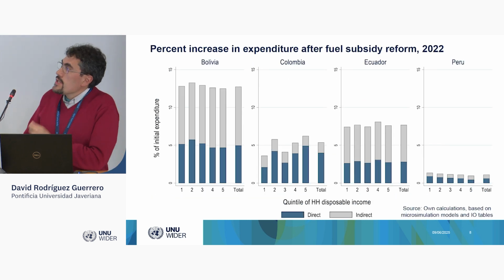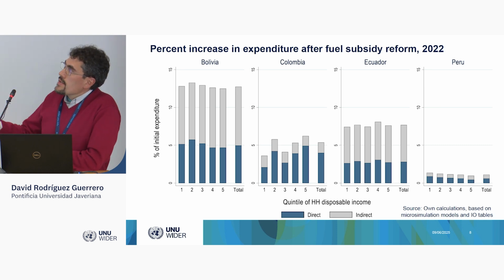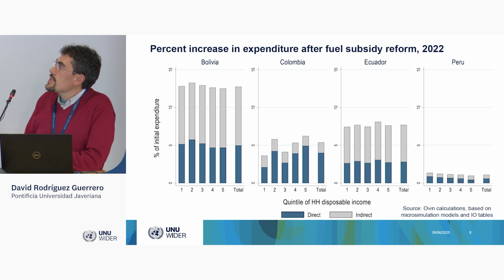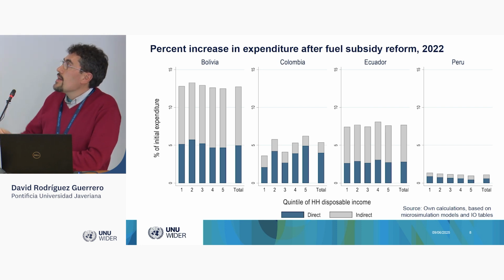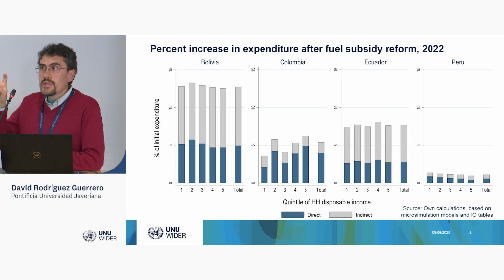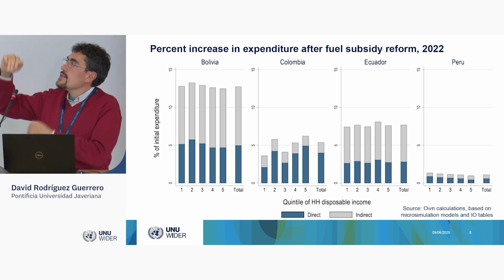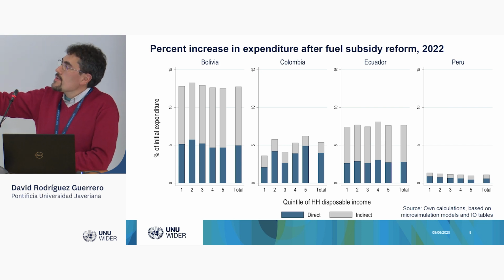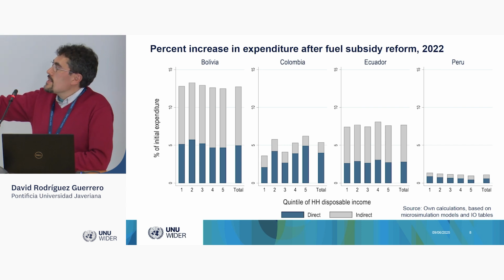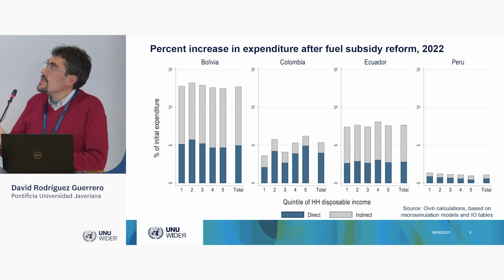So now for the results, this is the percentage increase in expenditure after the reform. We can see different patterns for the four countries. In the case of Peru, in 2022, we didn't have any fuel subsidy in place. There is some kind of fuel subsidy in Peru, but it is a band. And for the exercise, we simulated an increase in fuel prices of 10%. So in Peru, we don't actually have this fuel subsidy, but we try to simulate what would happen if we increased fuel prices by 10%.